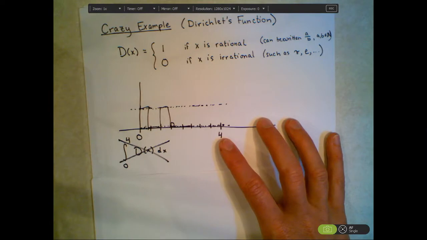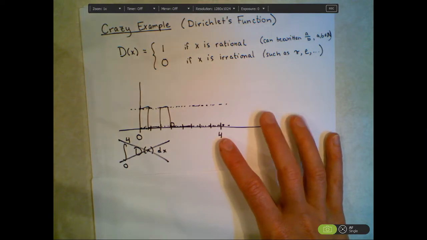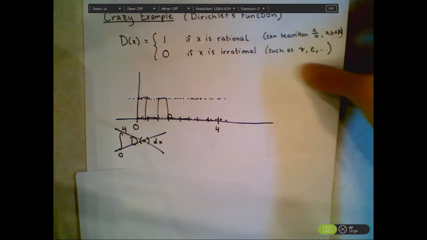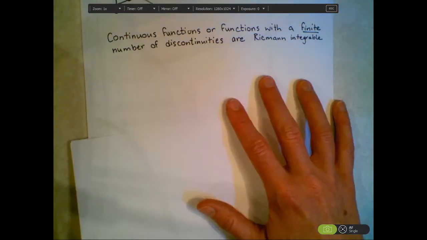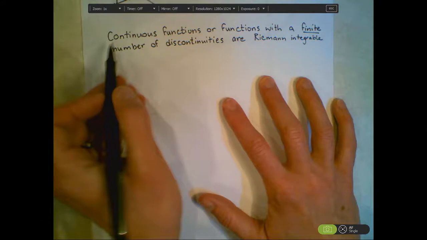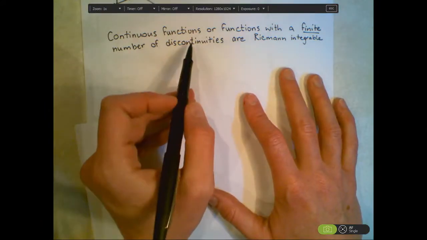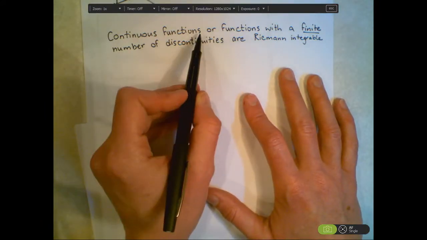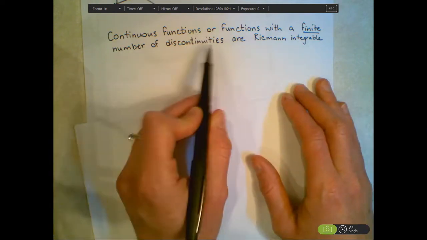And you'll learn integration techniques if you do decide to go on and study analysis. I'm going to give you this preview of this cool function. So let's talk about what functions work. This is our definition. We find that the types of functions that are Riemann integrable, that we can do these integrals, are continuous functions, those are nice, or functions with a finite number of discontinuities.